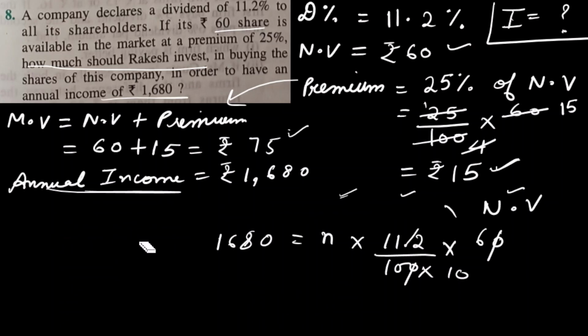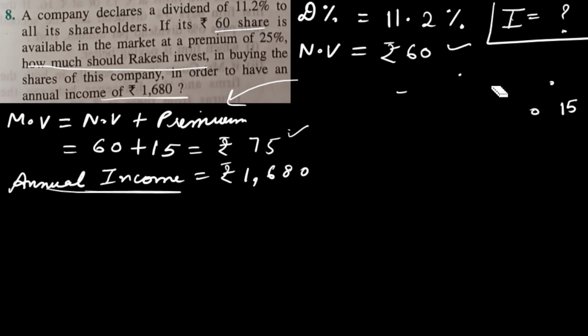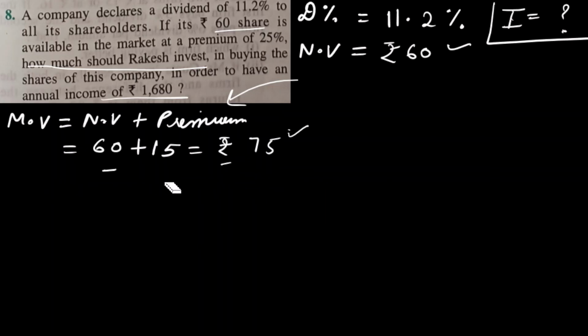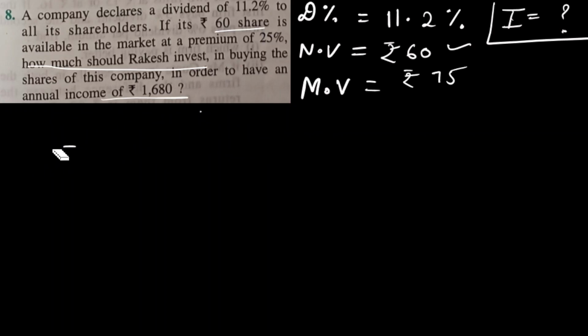So I'll just clear everything and do it neatly. These things we don't need now. I hope you have already made a note. Okay, the annual income also we know. So here I'll just rewrite the formula. NV also I'll write here because I need more space. Market value also I'll write here, which is equal to 75 rupees. Right, so everything I'll clear.